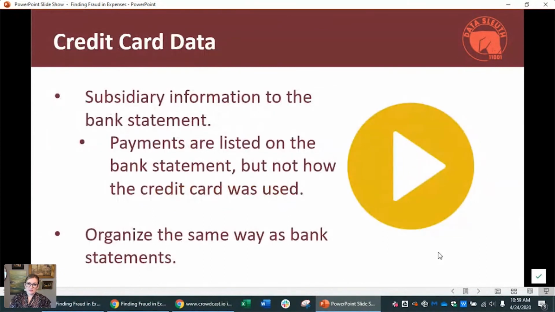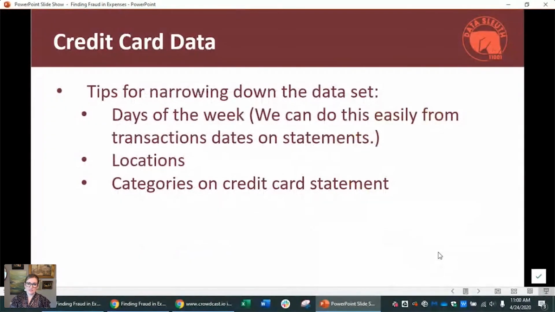So in credit card data, we're going to do the same exact thing. We're going to organize it the same exact way as the bank statement. We're going to create a schedule. We're going to look for payments. The only other things that I'm going to say on credit cards is that you can use the day of the week function, because credit card statements have the transaction dates. So in our credit card account schedule, which looks just like that bank account schedule, we go ahead and include that days of the week formula so that that populates.